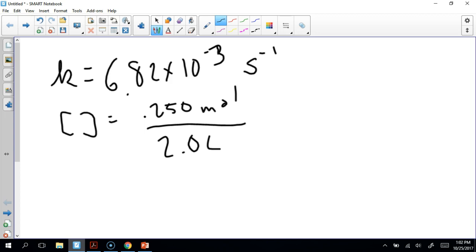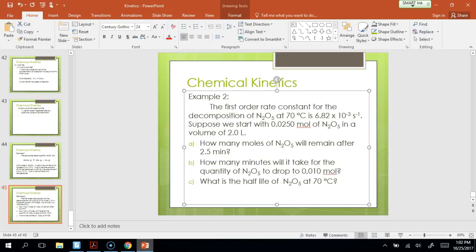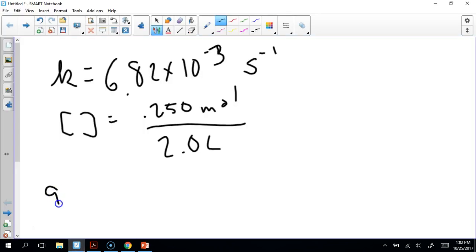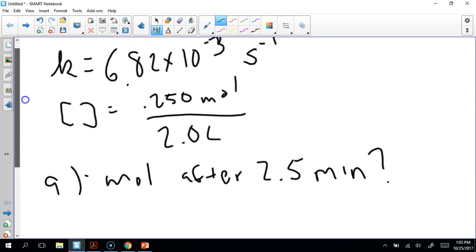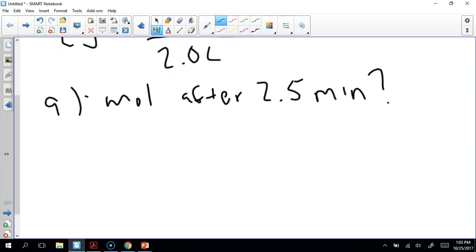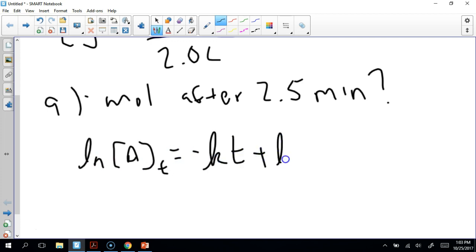So now the problem asks for how many moles will remain after 2.5 minutes. Okay, so for part A, that says moles. So let's do this. Now, in order to figure out how many moles after 2.5 minutes, this is a time thing. It's always safe to go back to the formula that you were shown. And so what we're solving for here is this variable. So let's plug in the values and then chug along.